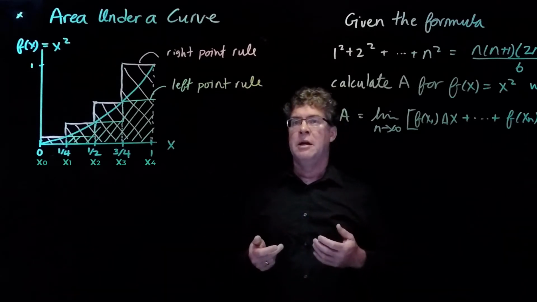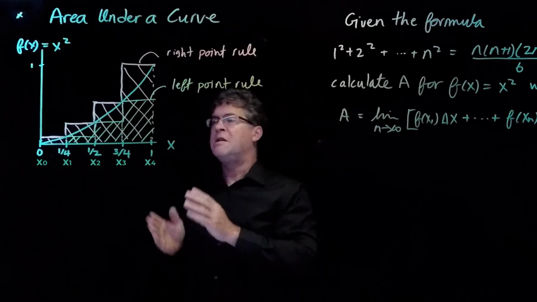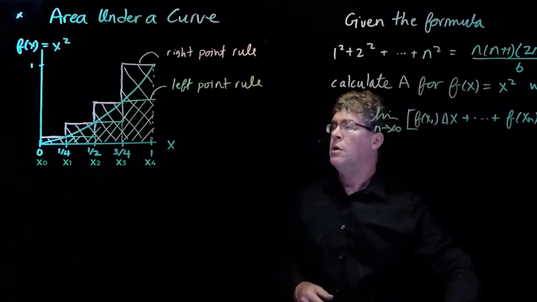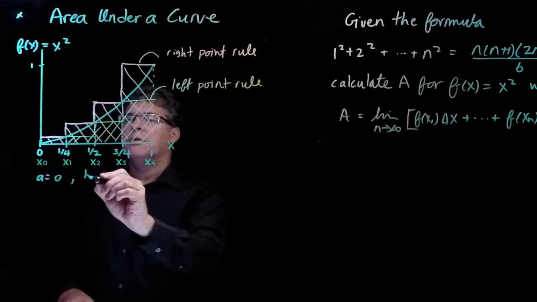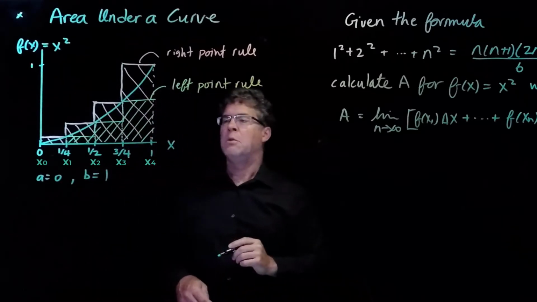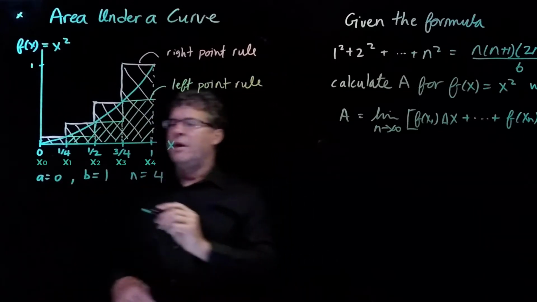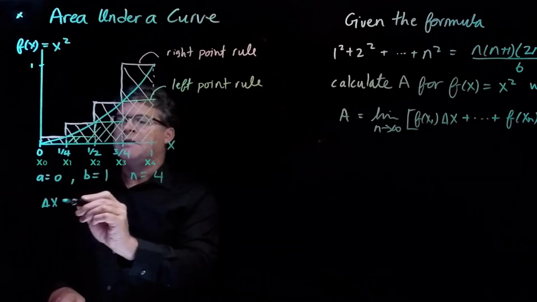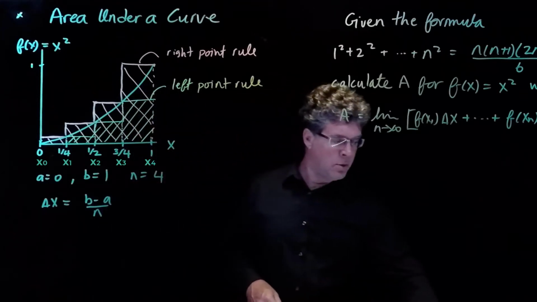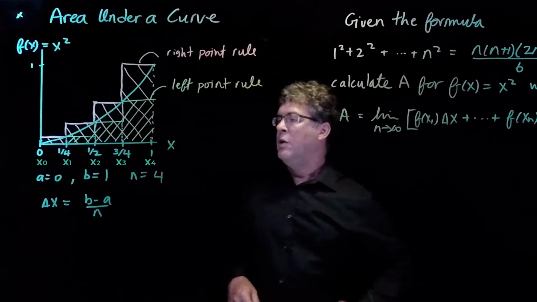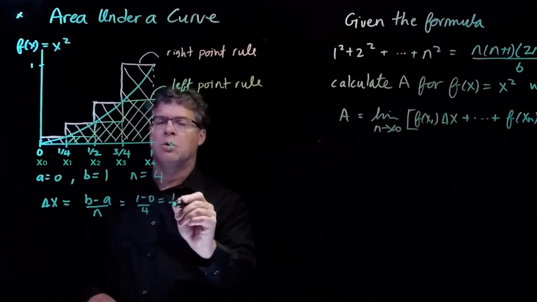We can approximate it by breaking up the interval that we're interested in, in this case 0, 1, into subintervals. In general, we'll think of one endpoint as being a, and that's 0, the other endpoint as being b, in our case that's 1. We're going to have n subintervals, in our case it'll be 4. Then the size of each subinterval will be delta x equal to b minus a over n. In our case, that's 1 minus 0 over 4, which is a quarter.